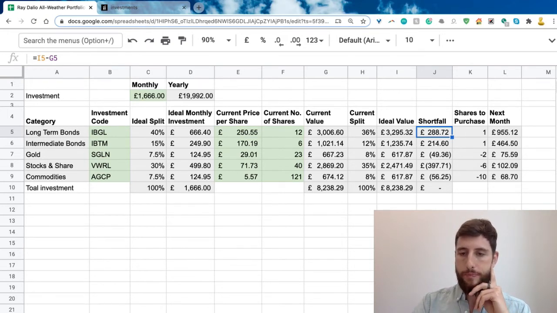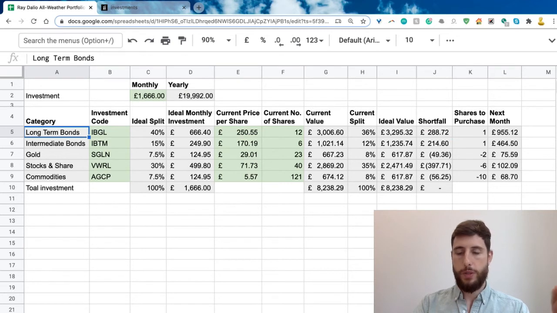So then, how do we do that in practice? Well, we can do that in two ways. One, we could make a one-off amount into this particular fund. So we could just buy £288 worth of IBGL, or we can increase the regular investment that we have set up by £288 so that it's investing how much we should be investing.